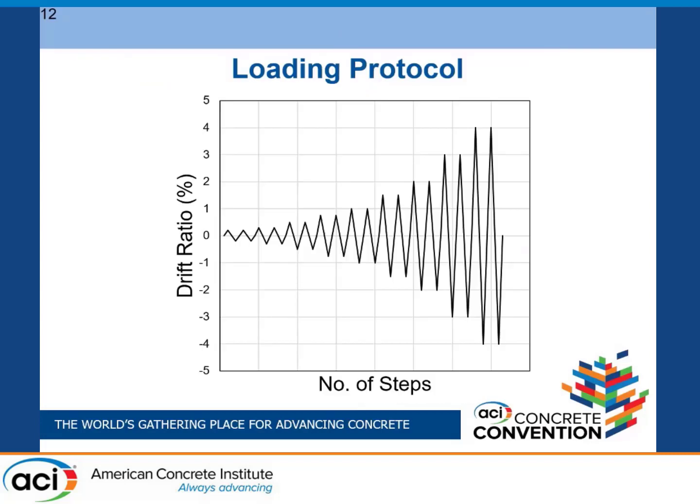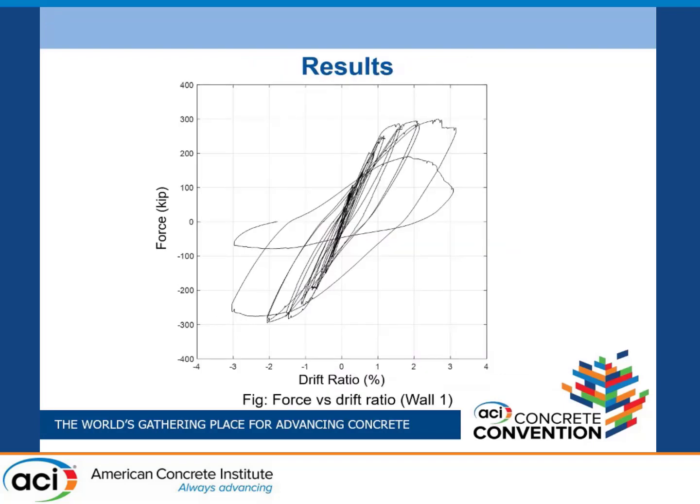The loading protocol on the wall is patterned after the FEMA loading protocol. It was loaded beginning from 0.2% drift, and it was increased stepwise until it failed. At each step of drift, it was loaded for 2 cycles, both in positive as well as negative directions. While testing our walls, we tested them under displacement controlled reverse cyclic loadings.